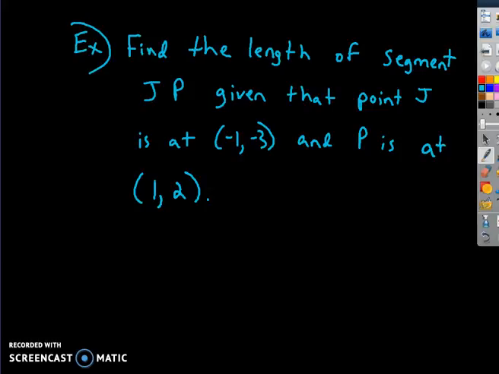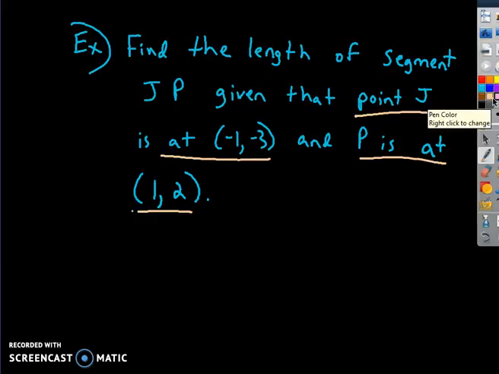All right, so this is the first example. It says find the length of segment JP, given that point J is at the coordinate (-1, -3), and point P is at (1, 2). We're going to talk about this two ways: visually, and using algebra. First let's think about the visual representation of this graph.